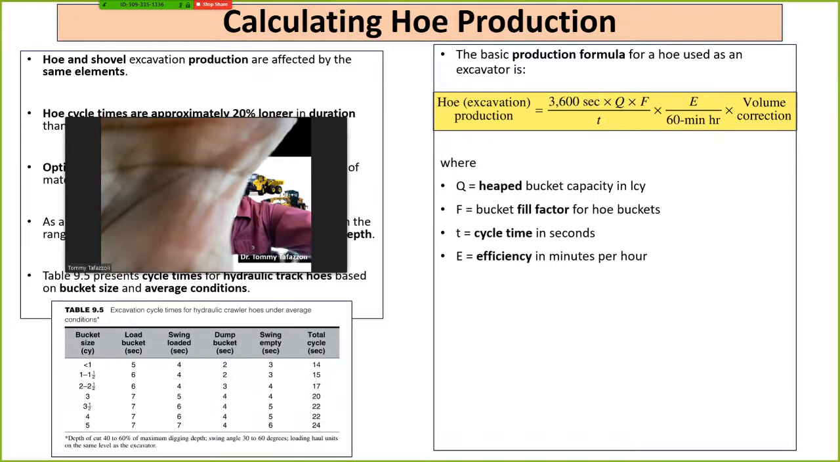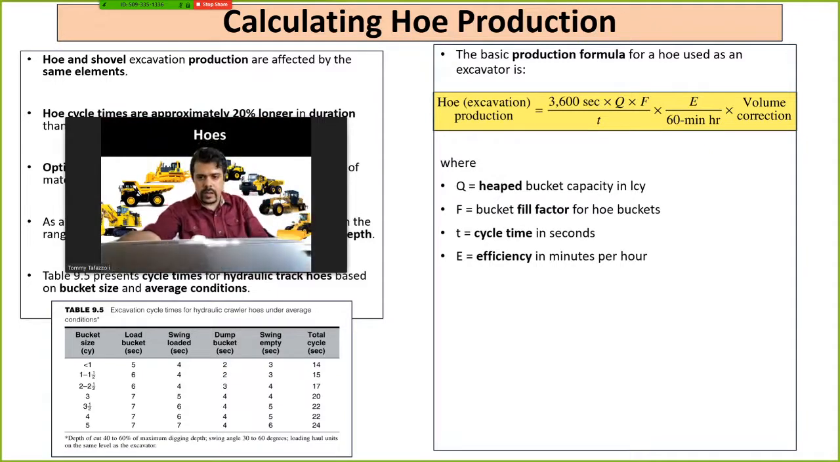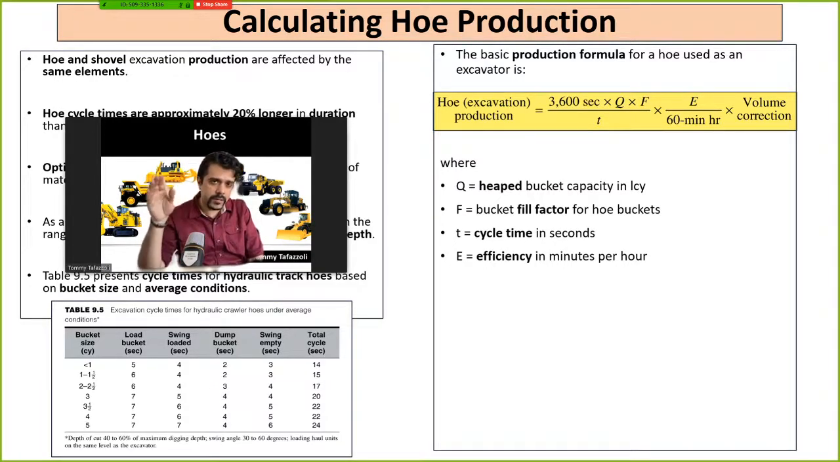So what is the next item? The next item there is F. F is the bucket fill factor, okay? It means what percentage of the bucket are you filling? We just talked about it. It could vary up to, the maximum number we had was 110%, and sometimes you could fill only half of the bucket, okay? So T is the cycle time in seconds.